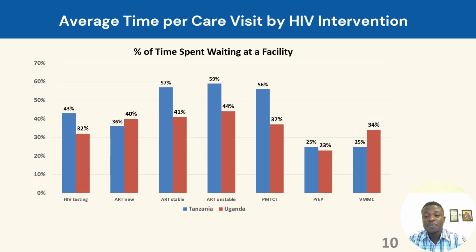Overall, patients spent about 40% of their time waiting in Tanzania and 35% of their time waiting in Uganda. It should be noted, however, that this varies significantly from one facility to the next and from one client to the next.